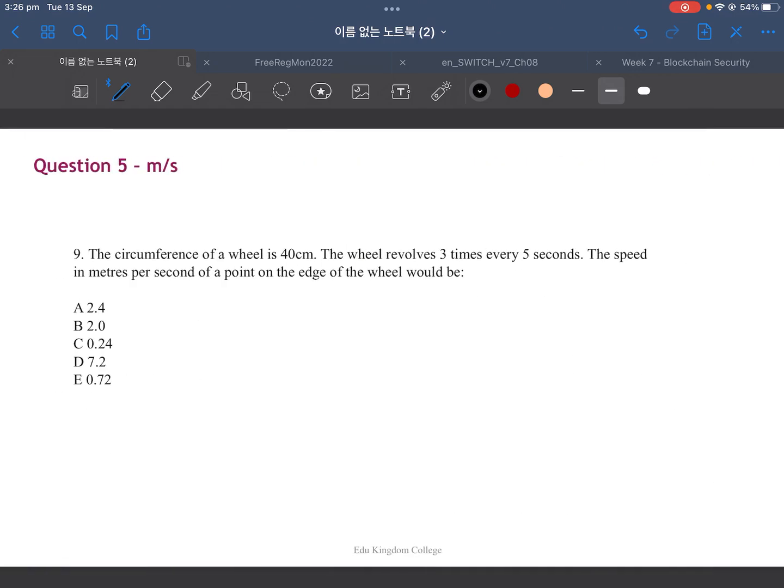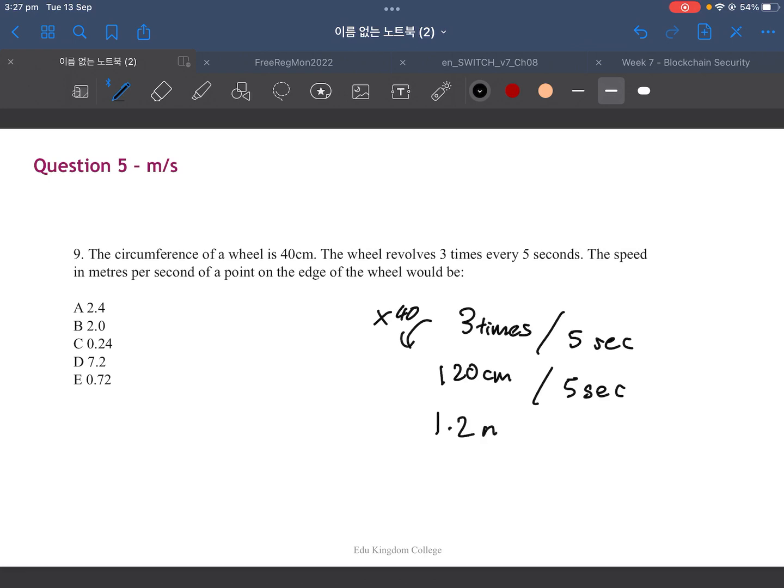Question number 5, meters per second. The circumference of a wheel is 40 centimeters. The wheel revolves 3 times every 5 seconds, 3 times per 5 seconds. That means that the speed in meters per second on the edge would be, and so if it rotates 3 times every 5 seconds, then every 5 seconds, it actually travels 120 centimeters per 5 seconds, right guys? Because remember, 40 centimeters. Now, 120 centimeters per 5 seconds corresponds to 1.2 meters per 5 seconds.